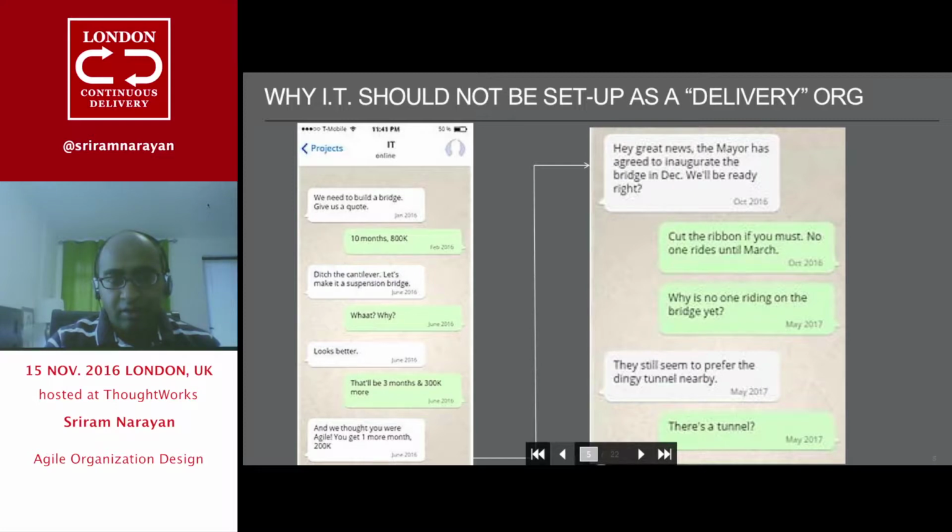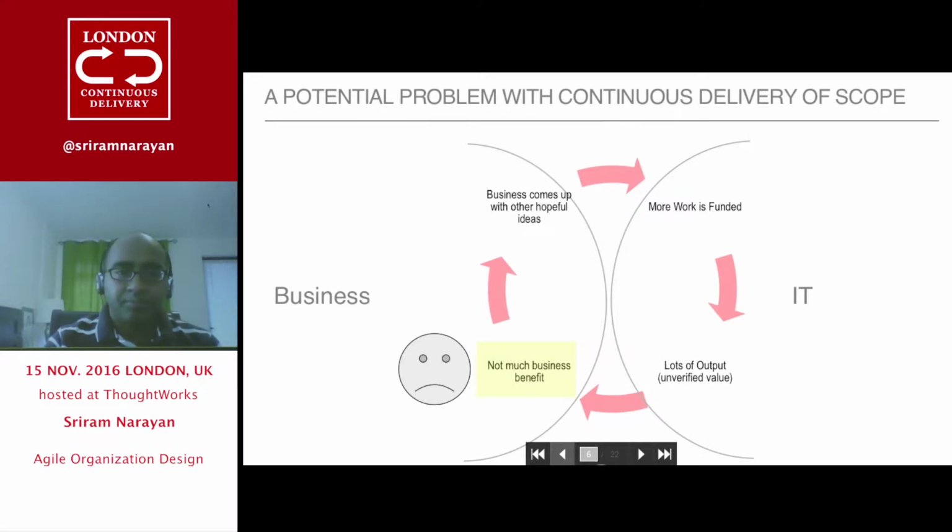To depict this in a slightly different, more generalized fashion, in a lot of big organizations this sort of vicious cycle is in play, where work gets funded in terms of scope to be delivered. IT delivers the scope, there's a lot of output of unverified value, but it does not translate into a lot of business benefit. Because of that, business has to come up with other hopeful ideas, which translates into more work getting funded within IT, more output, and so on. This is the mode in which IT is mainly set up as a delivery organization. Its job is to deliver whatever business comes up with.